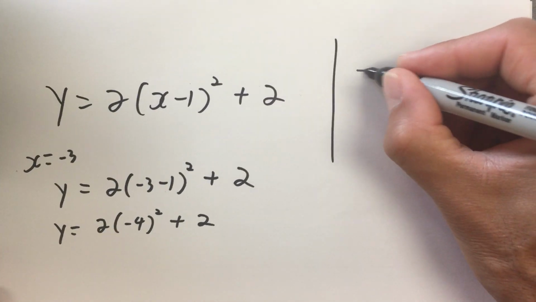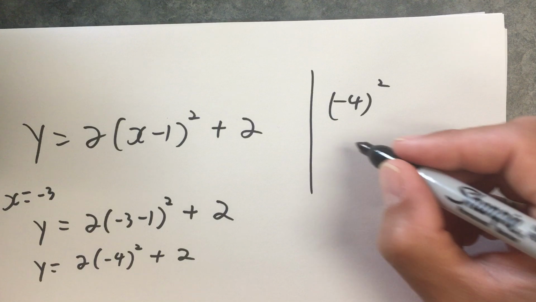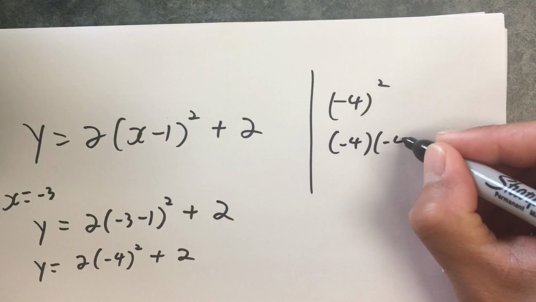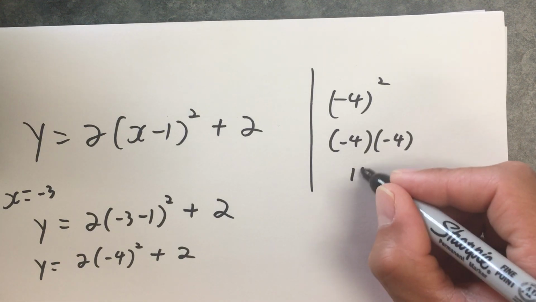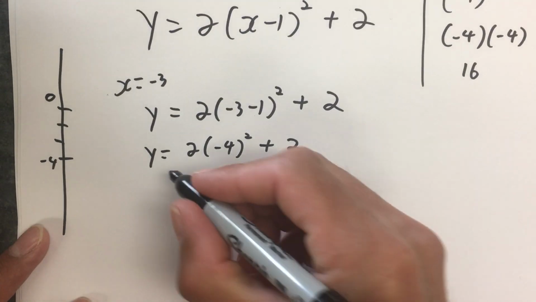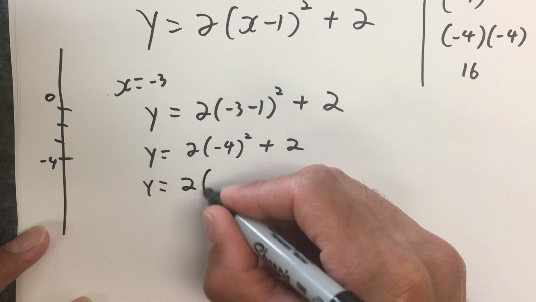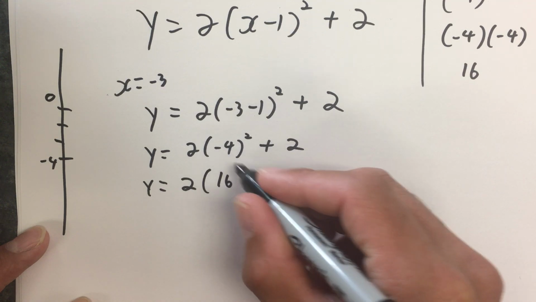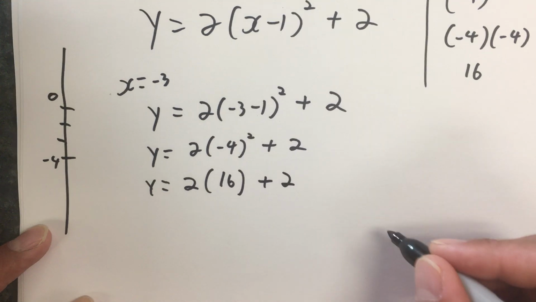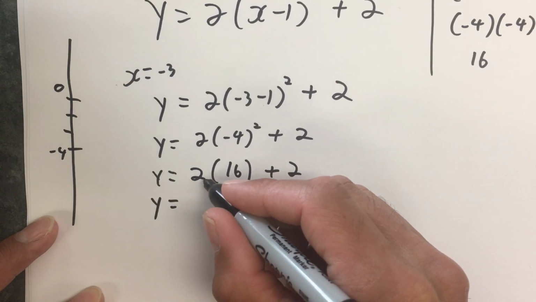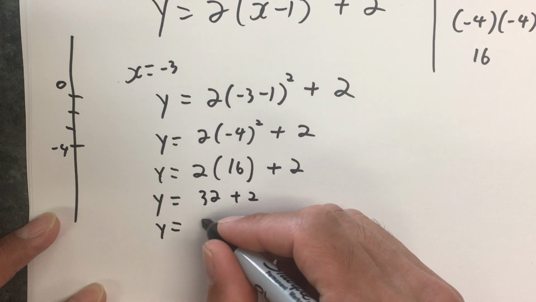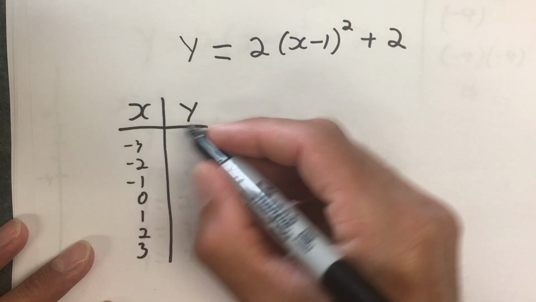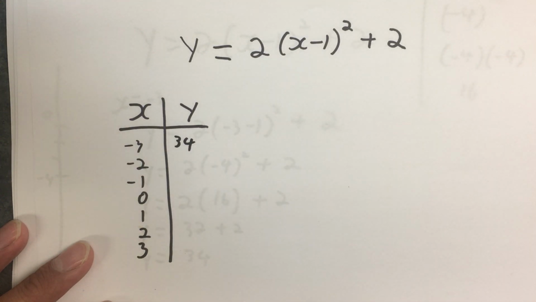Let's do this one aside here. -4 squared is -4 times itself. And negative times negative is a positive. So this is positive 4 times 4, which is 16. So what I have here is y is equal to 2 times 16, because -4 squared is positive 16, plus 2. So y is equal to 2 times 16, which is 32, plus 2. So y is equal to 34. So my first point, when x is -3, y is a positive 34.